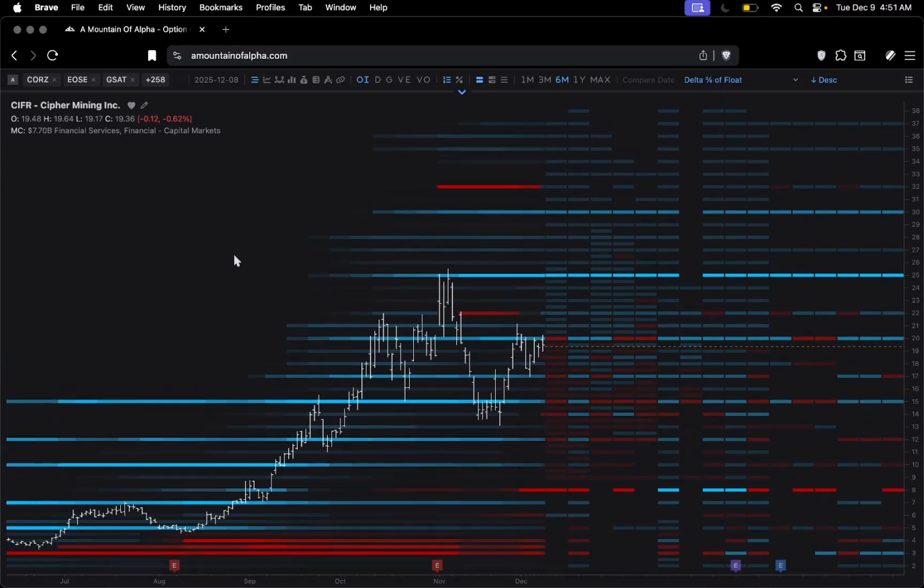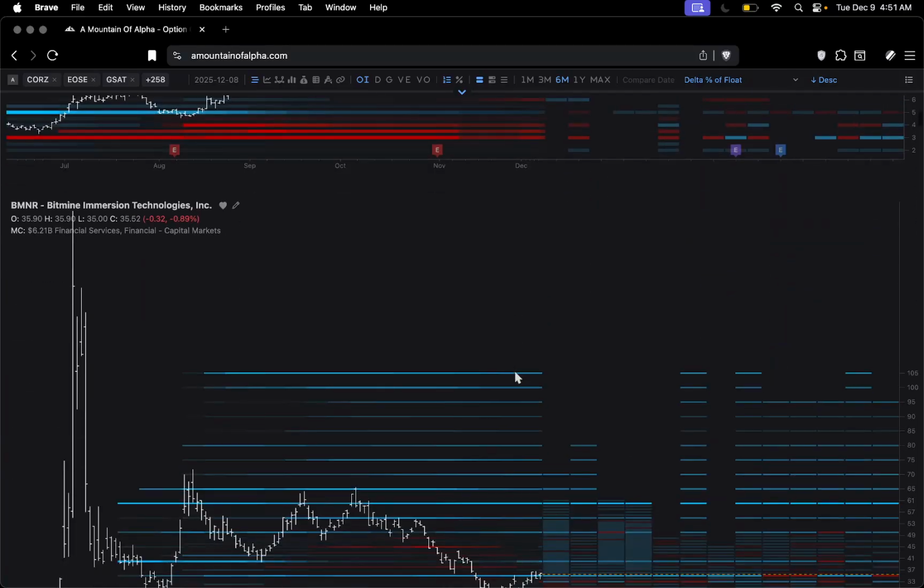Same thing with Cypher, right? It's kind of like here nor there. 25 is a big one, but there's no real significant area other than $8. So you're kind of just going to be waiting a lot.